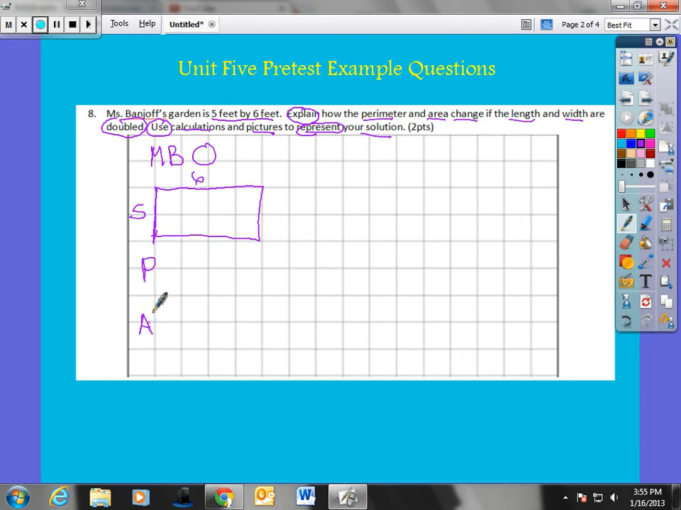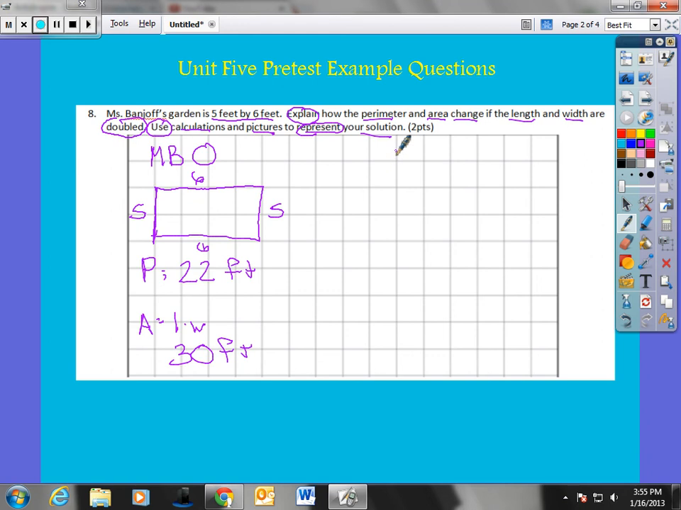And the area. Well, the perimeter for this is just all the sides added together. So 5 plus 6 is 11. That's 5 plus 6 is 11, 11 and 11 is 22. So it was 22 feet for the original. Area is length times width. 6 times 5 is 30. So this is 30 square feet. Okay, that's the original one.